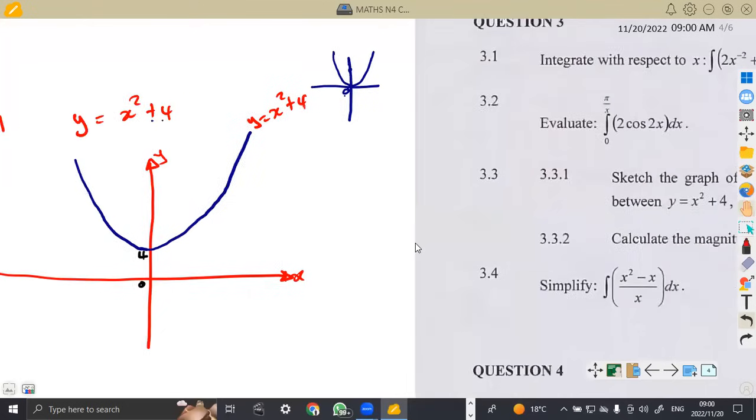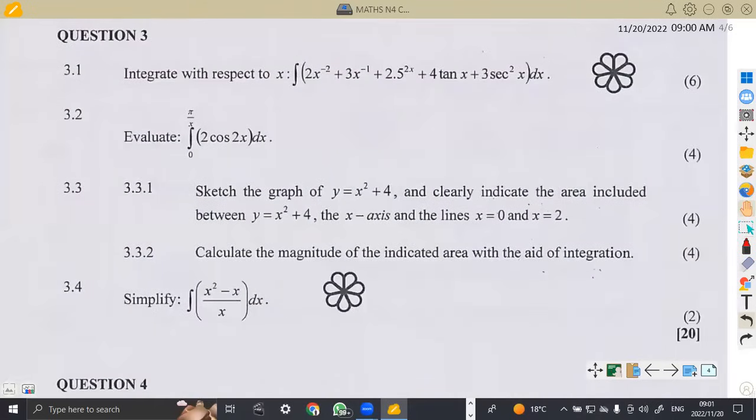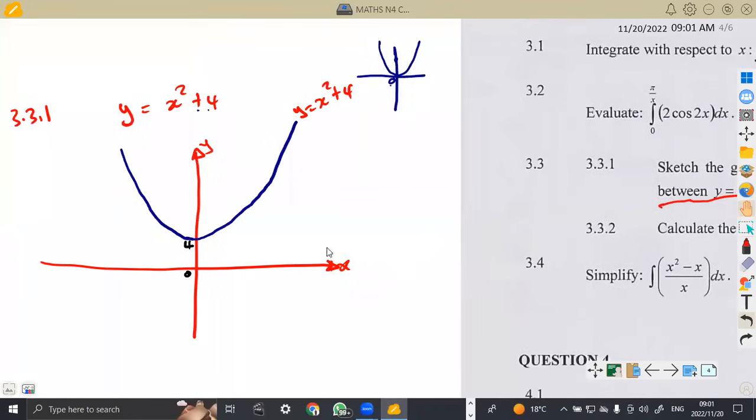Okay, after sketching this graph of y is equal to x squared plus 4, it is not enough. We are also told that we are supposed to indicate the area included between this graph, the x-axis, the line x is equal to 0, and x is equal to 2. So the first thing is between this graph and the x-axis. x is equal to 0 is the line, the y-axis. So we are referring to the y-axis, and x is equal to 2, maybe somewhere there.